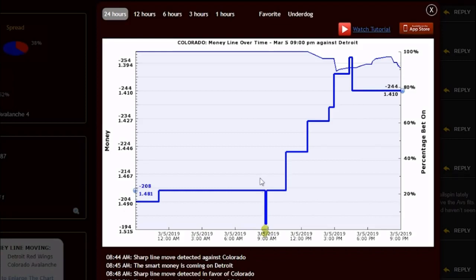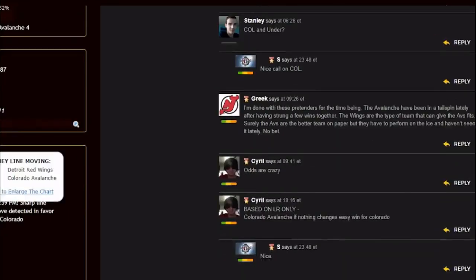And this reversal is really tiny. I would say this is just a bit of noise. So the line went in support of Colorado, with most people betting on it. And I expect an easy win for the Avalanche in this game.